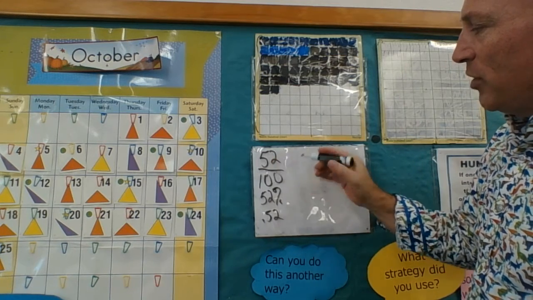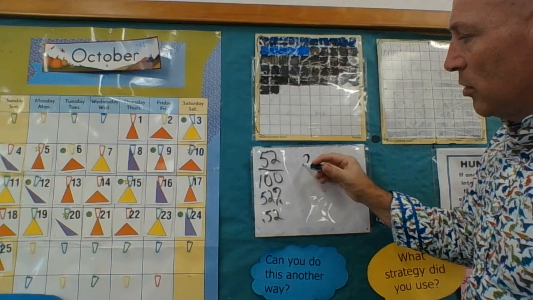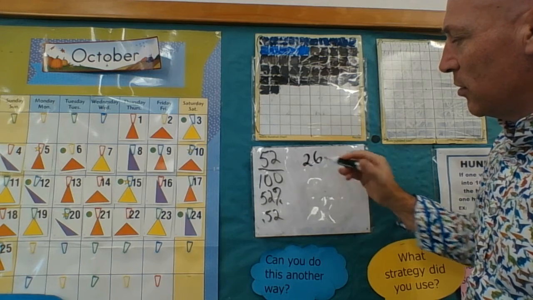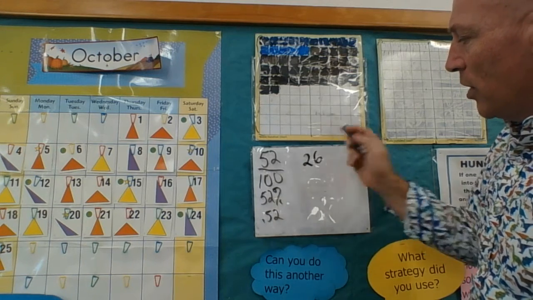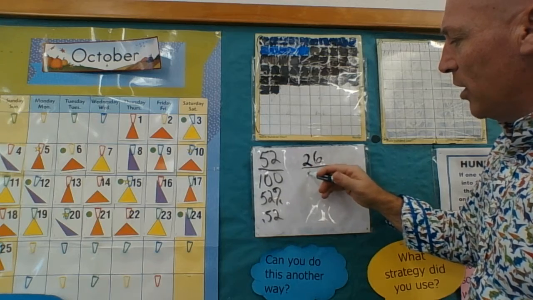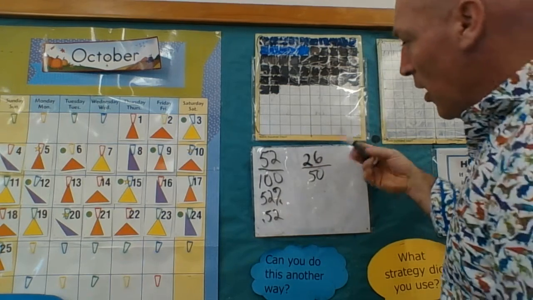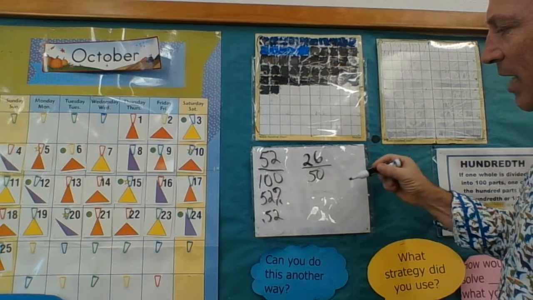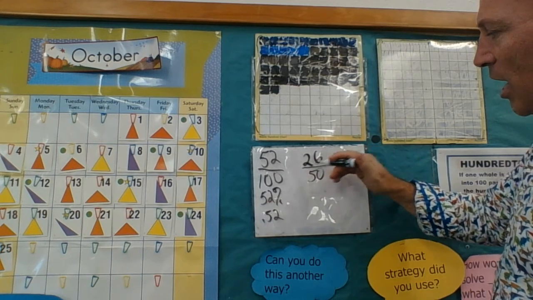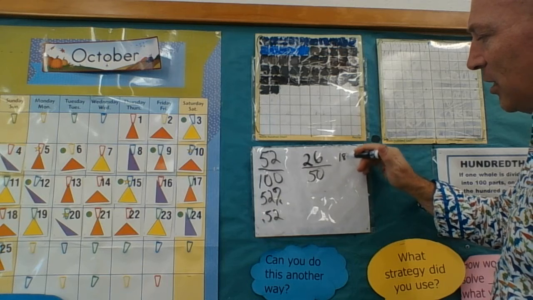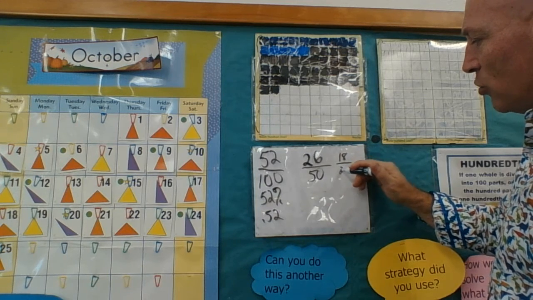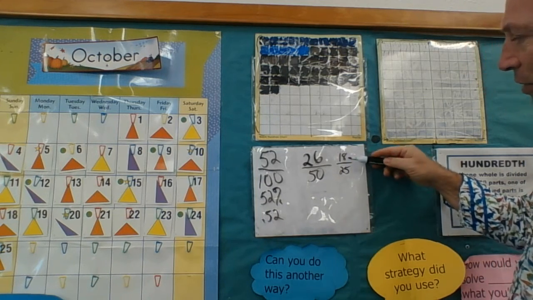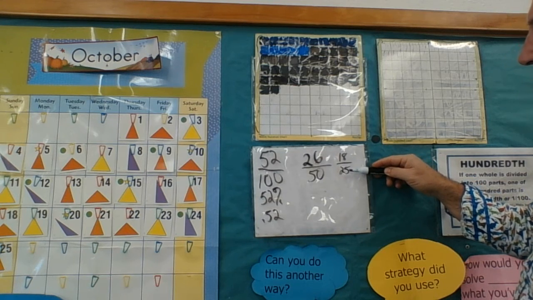So I know half of 52 is 26, because 6 plus 6 is 12. Yep, 26, and half of 100 is 50. But guess what? They're still both even. So can I cut 26 in half? I sure can. Half of 26 is 13, and half of 50 is 25. Now this is still odd, but this is odd.